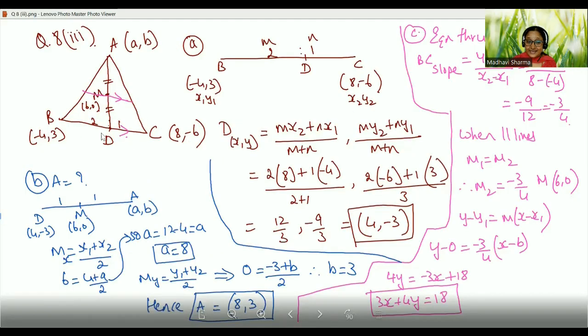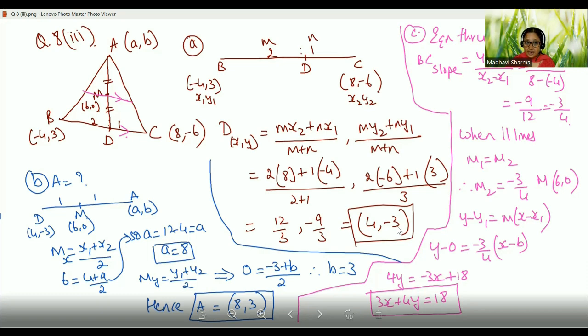First, I have made a triangle. Children, draw. Don't feel shy. Three parts, so three different colors used again. A, B, C. I have written the coordinates here. So this is the A part. I have drawn BC again. I have written here M is to N. I've written the section formula and found out point D as (4, minus 3).